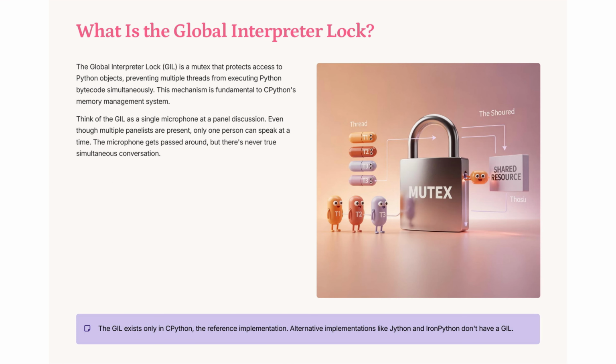The Global Interpreter Lock, GIL, is a mutex in CPython that ensures only one thread executes Python bytecode at a time, crucial for memory management. Imagine it as a single microphone at a panel. Only one person speaks at a time. Unlike CPython, Jython and IronPython lack a global interpreter lock.